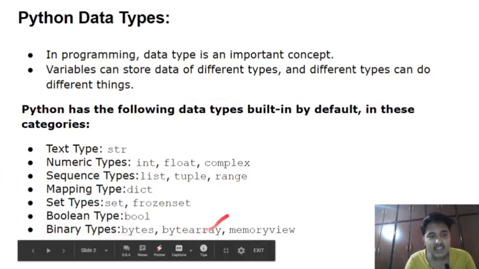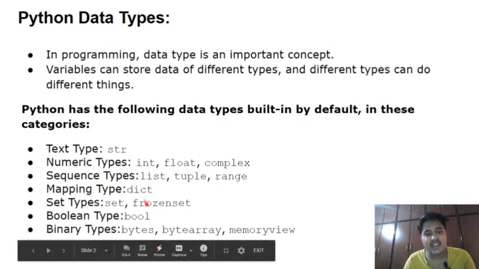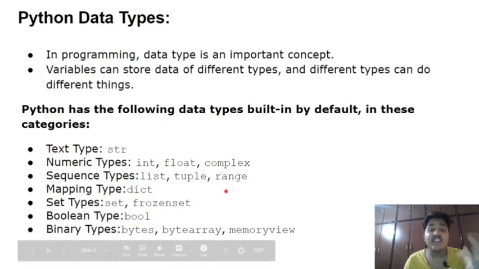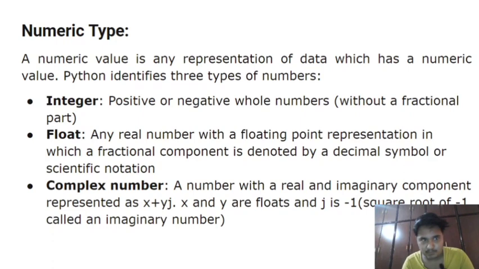All these are the different inbuilt data types that are available in Python. Coming to text type, that is string, available in Python. Coming to numeric type, we have int, float, and complex. Coming to sequence type, we have list, tuple, range. Coming to mapping type, we have dict. Coming to set type, we have set and frozenset. Coming to bool type, we have bool. Coming to binary types, we have bytes, bytearray, and memoryview. These are the different data types that are available in Python. Let us look at them very briefly.